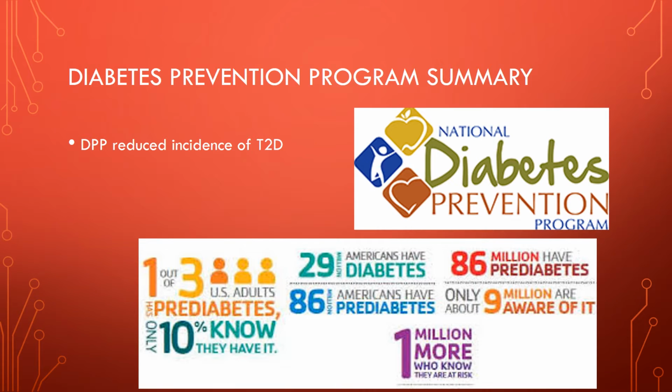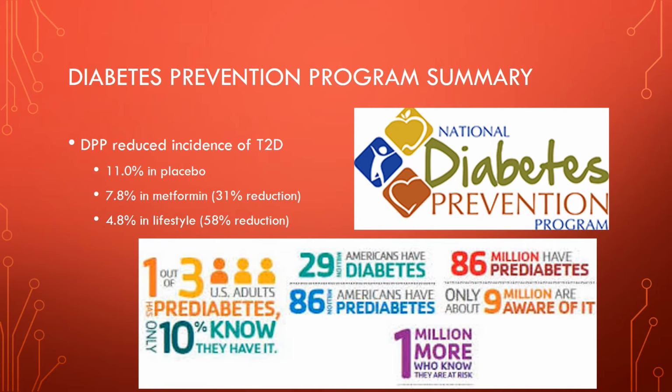So the diabetes prevention program did show a reduced incidence of type 2 diabetes, an 11% reduced risk in the placebo. So even taking what they thought was a drug, it really wasn't. But even taking a placebo actually reduced risk somewhat, a 31% reduction in the metformin group and a 58% reduction in the lifestyle group. So this is really good news that, yes, diabetes is a big problem, but we know something that's very effective at treating it if we can just get people to do it.